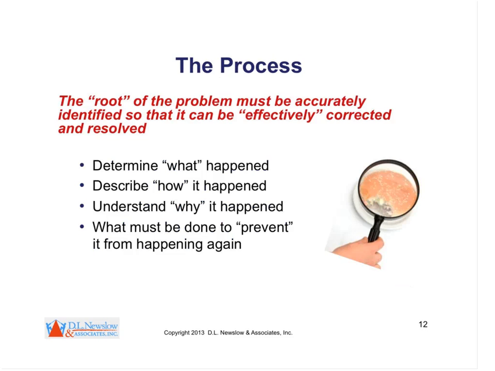So the process itself, the root of the problem must be accurately identified so that it can be effectively corrected and resolved. Determine what happened, how it happened, why it happened, and what must be done to prevent it from happening again. Many times we see something, oh, that's easy, that's training, so we train. But it's not always the first thing you see that might be causing the problem, or maybe that's only part of the problem. That's why once that is implemented, we must go back and have enough data to measure effectiveness and then see where we are on the road to fixing it.